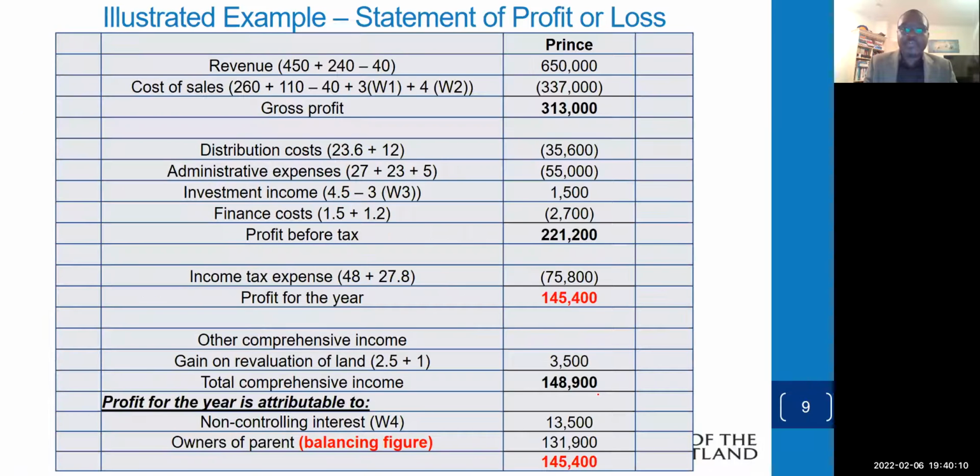All right, let's start. This revenue is that of the parent, plus that of the subsidiary, minus the goods which were transferred, the full amount, the 40,000.